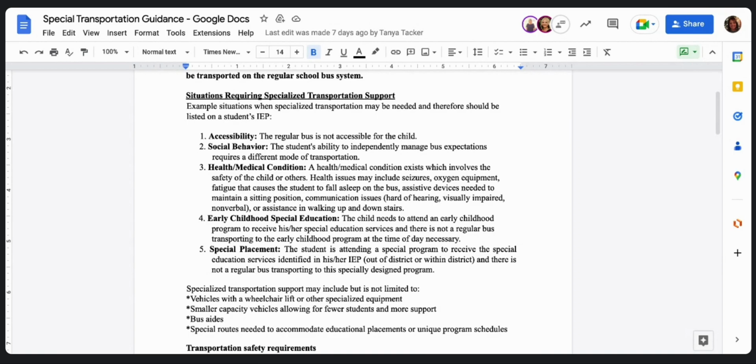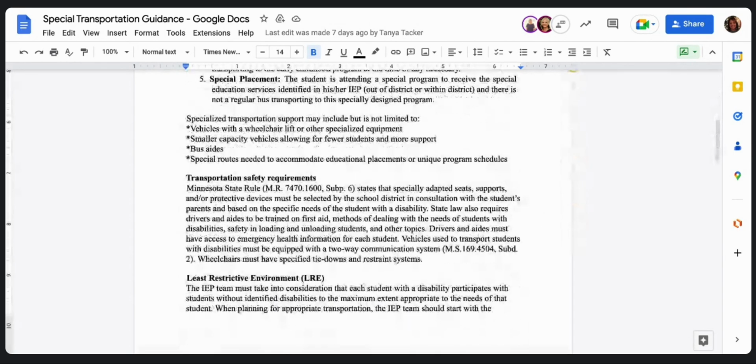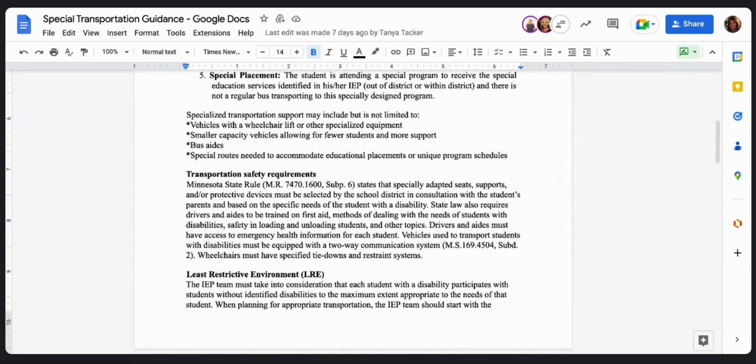And then the last one is special placement. That would be such as our students who are attending Rum River programs. If you, the school district, are placing a student outside of your home district, then we offer special transportation to those students as well. So it may include, but it is not limited to, vehicles with wheelchairs and lifts, smaller capacity vehicles such as vans, bus aids, or special routes needed to accommodate placements.